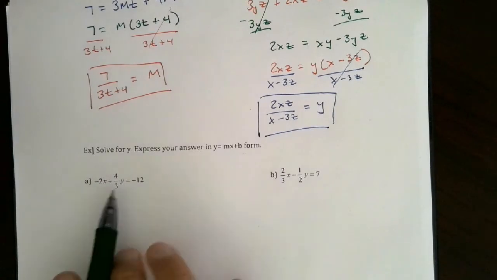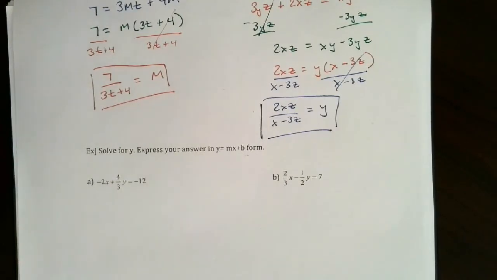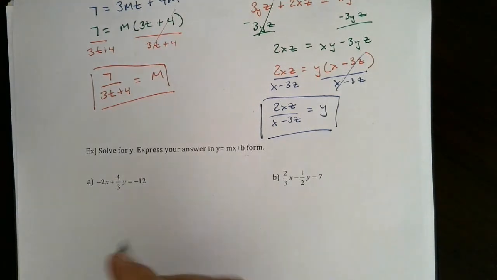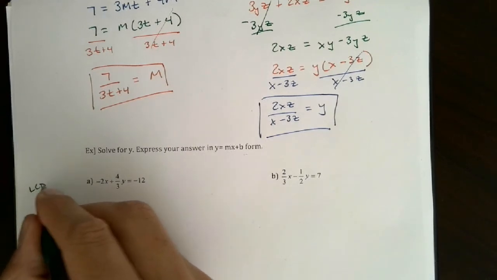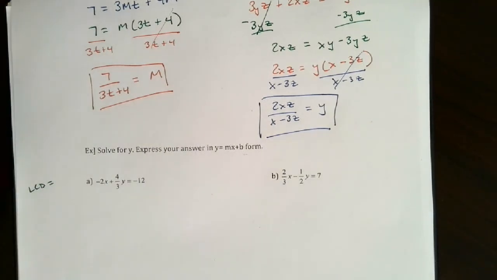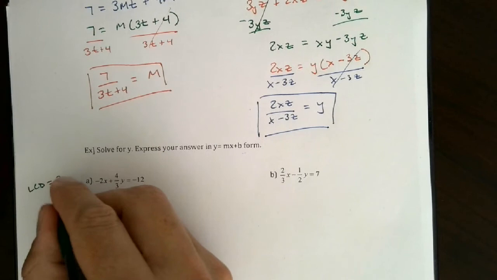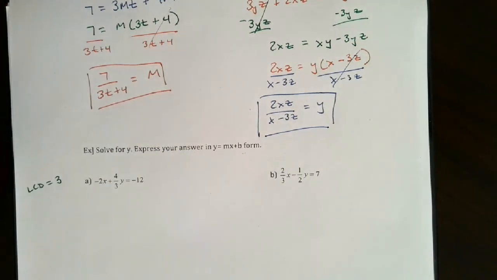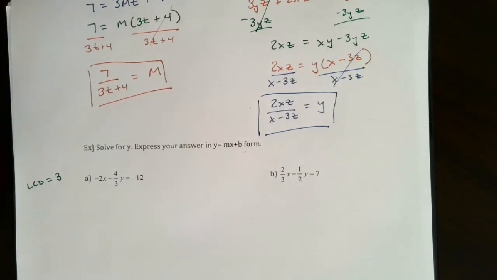So for letter A here, we got negative 2x plus 4/3 y equals negative 12. And there's two ways you can approach this. We'll kind of approach it the same way we talked about before. If I have an equation with fractions, the first thing you might want to do is clear fractions out. To clear fractions, you need the LCD of the entire equation. The LCD in this case, there's only one denominator, which is 3, so the least common denominator is 3. And what do you do with the 3? Well, you multiply it to each term.